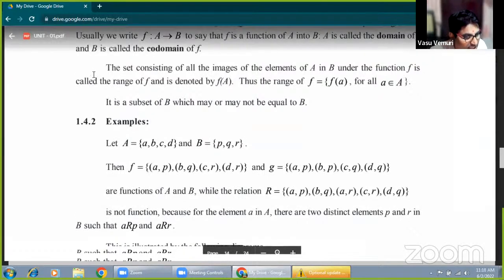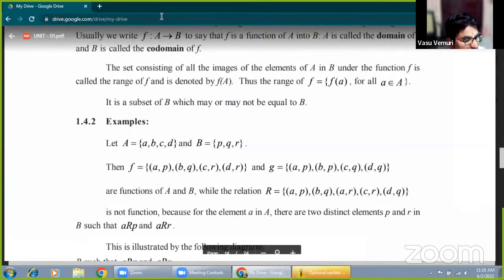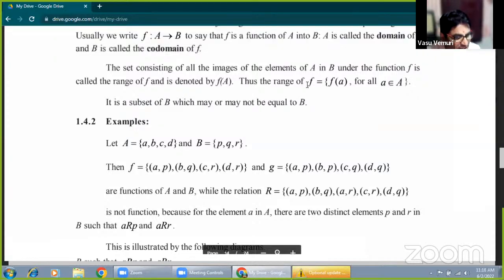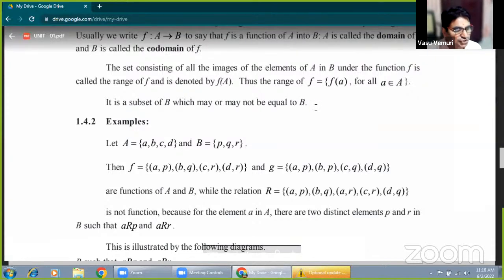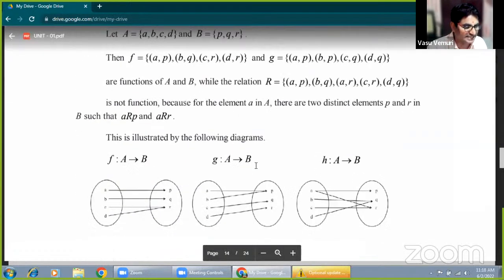What is the concept? The set consisting of the images of the set. Capital A is one of the sets. What is the image of the set? B means F of A. That is the image of the set. Image of the set means that is the range of F. Image or range of F equals the set of F of A, for all small a belonging to capital A.